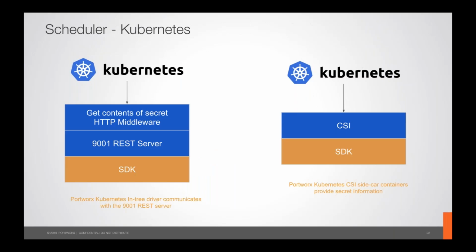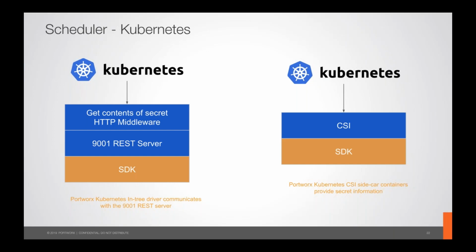Right, now let's talk about how this works with Kubernetes. Kubernetes has its own RBAC. Now let me make sure that you understand that our access control and authentication is at the SDK level, at our data access level. So it's different, and at the same time, we are well integrated with Kubernetes. So how does it work? If you're using the Portworx Kubernetes entry driver, we use our 9001 REST server, and that's where we integrate with you as far as security is concerned.